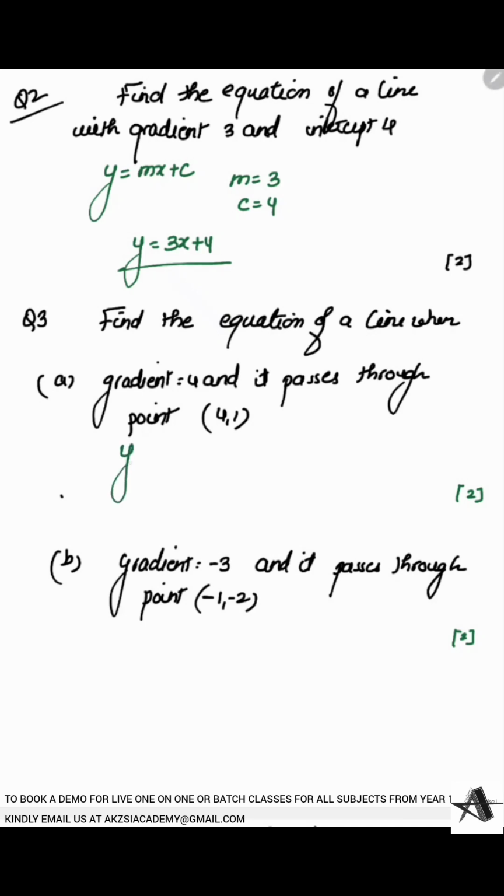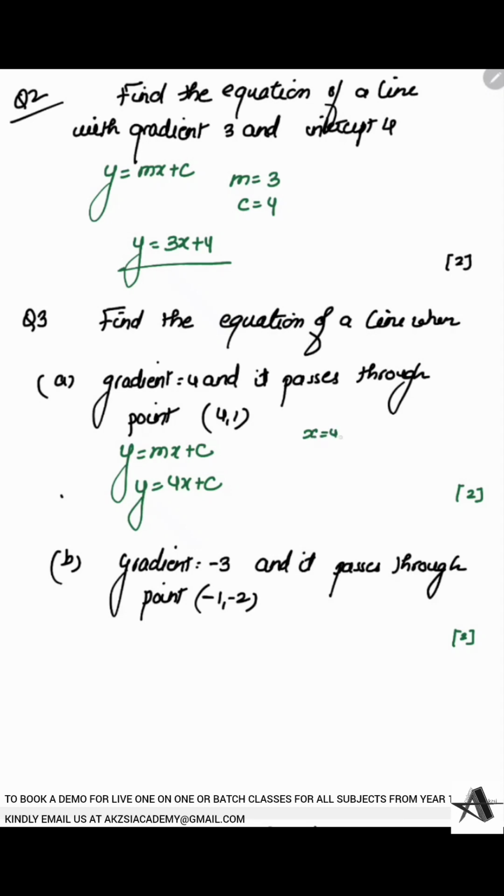So y = mx + c. Now clearly you have m, so substitute it. The gradient is 4, so it would be 4x + c. Now we have to calculate c, and unfortunately c is not directly given, but they have given the point. This is a straight line. If the point (4, 1) lies on it, that means this point will satisfy it.